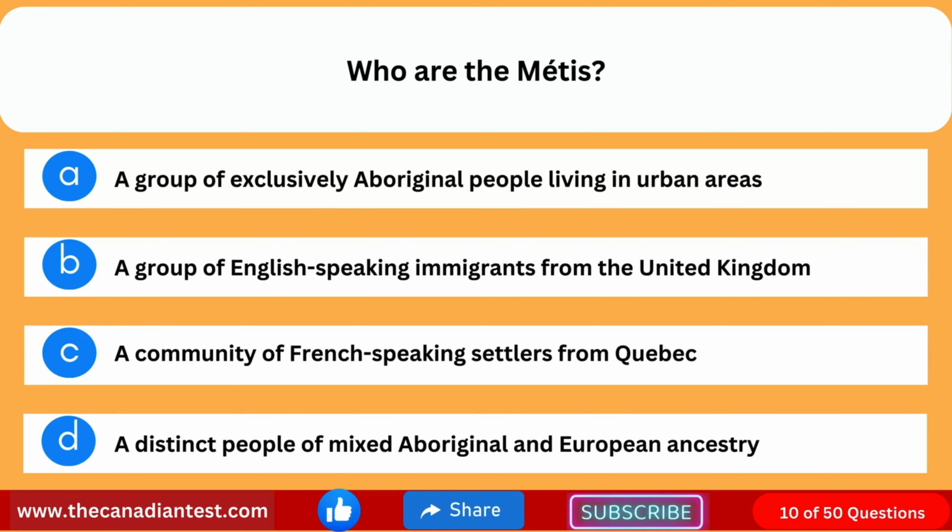Who are the Métis? Option A, a group of exclusively Aboriginal people living in urban areas. Option B, a group of English-speaking immigrants from the United Kingdom. Option C, a community of French-speaking settlers from Quebec. Option D, a distinct people of mixed Aboriginal and European ancestry.